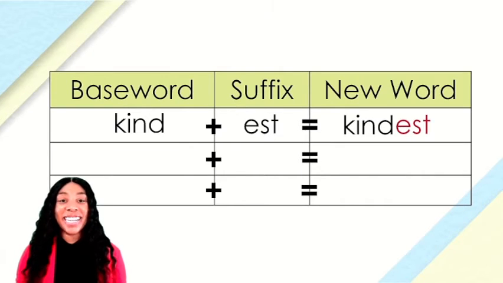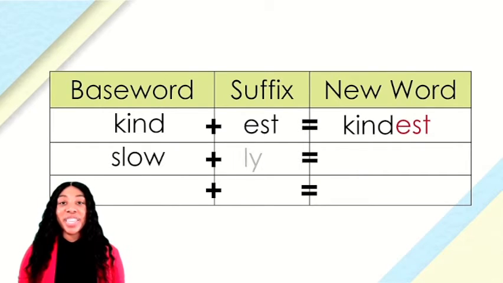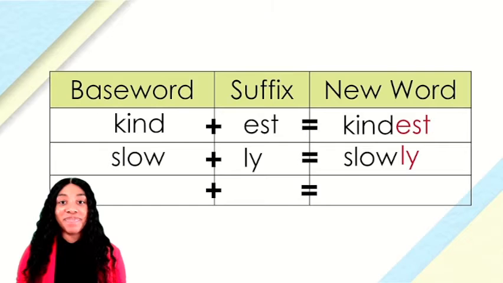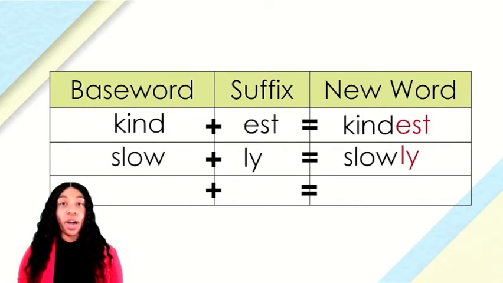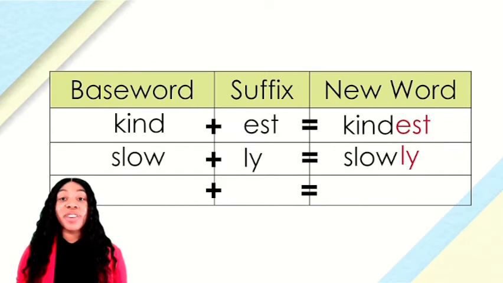All right, here's our next word. We have the base word slow together with the suffix "ly." If we put the base word slow with the suffix "ly," what new word do we make? Slowly. How does the suffix "ly" change the meaning of the base word slow? Slowly describes someone that acts or moves in a slow way. Go ahead and write down the word slowly on your paper.